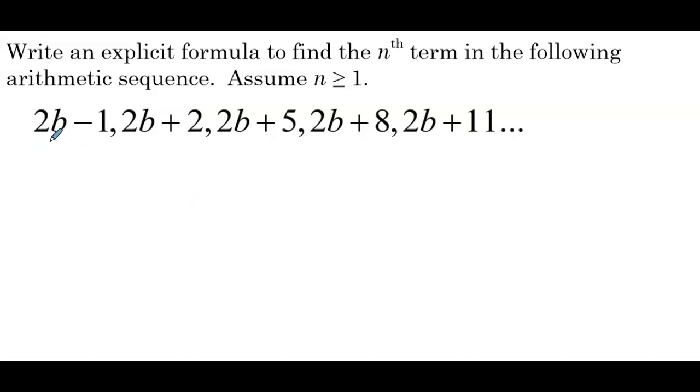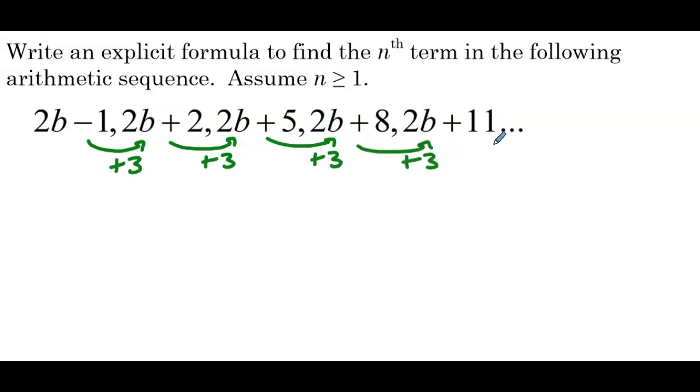So our first term is 2b minus 1. Next term is 2b plus 2. After that, 2b plus 5. So it looks like 2b is staying consistent and only the constant value is changing. So to go from negative 1 to 2, I would add 3. And then 2b plus 2, if I add 3, I would get 2b plus 5. Add 3 to that, I would get 2b plus 8. Add 3 to that, I would get 2b plus 11. Okay, so the common difference is just plus 3. So that's not too bad.